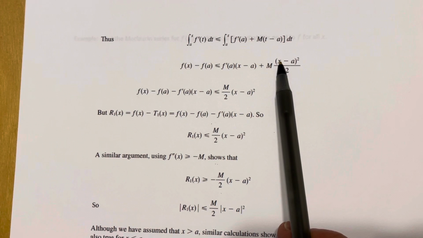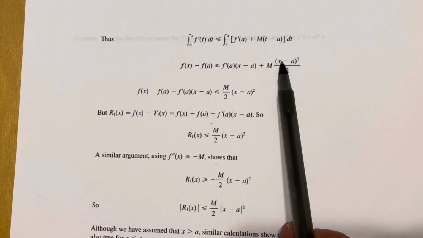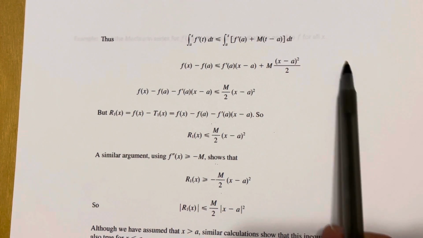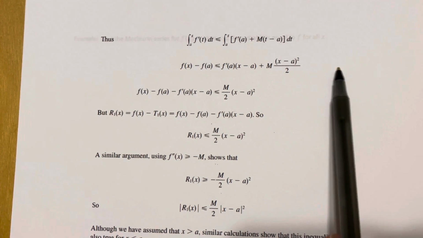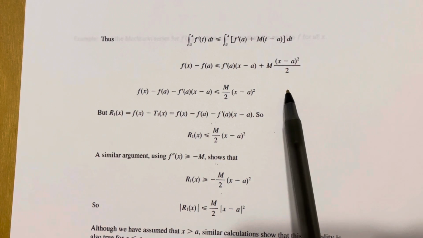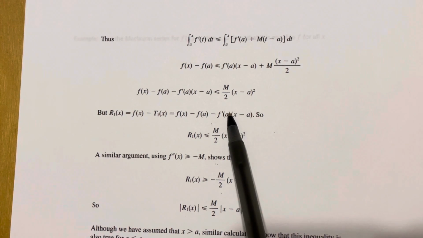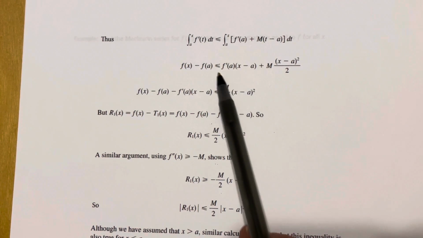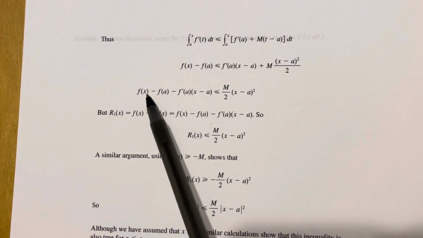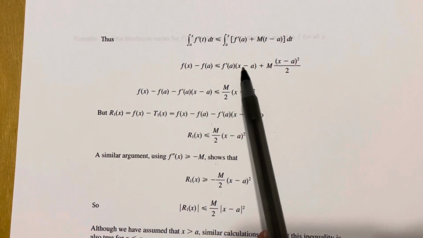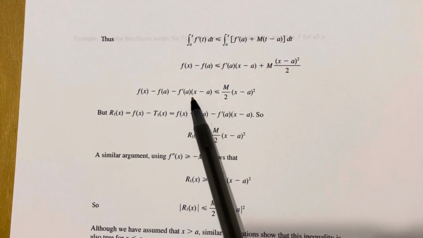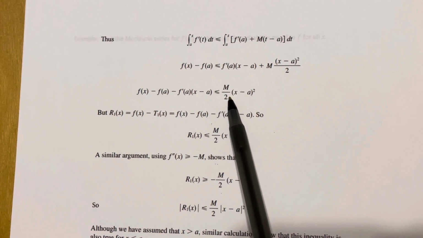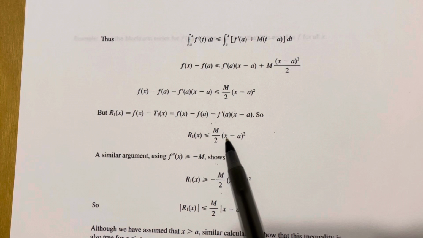So when I plug an x in, I get this. If I plug an a in, I would get a minus a, which is 0. So that's why I don't see a minus M times (a minus a) squared over 2 over here. It's just 0, so that goes away. Okay. Now what I can do is take this term here and subtract it over to this side, which gives me f of x minus f of a minus this thing, f prime of a times (x minus a), which is less than or equal to M over 2 times (x minus a) squared.